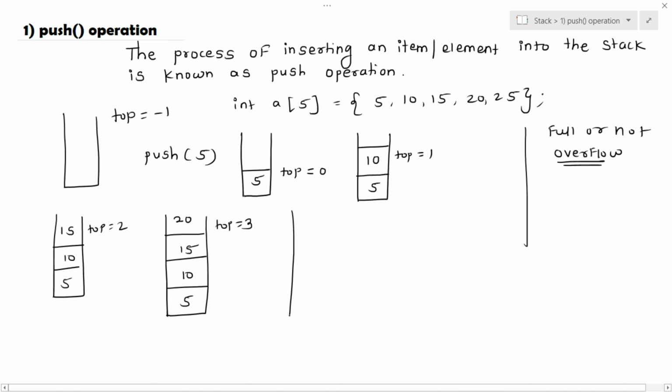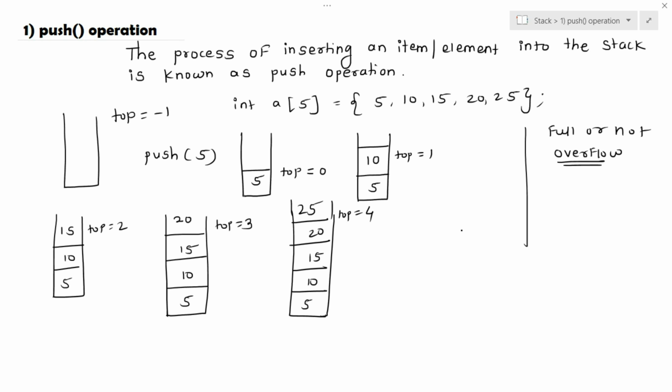Again insert a new element, that is 25. So already we have 5, 10, 15, 20 and increment the top pointer by 1. So the value of top is equal to 4 and here insert the new element, that is 25. Now here our stack is full and if you want to insert another element into the stack, let's say for example 30, then we are not able to insert the element 30 into the stack because the stack is already full and it shows the overflow condition. That means our stack is completely full and we are not able to insert a new element into the stack.